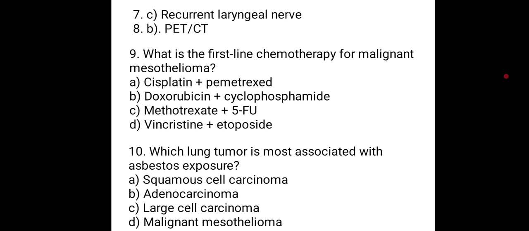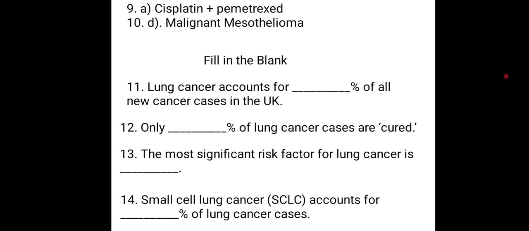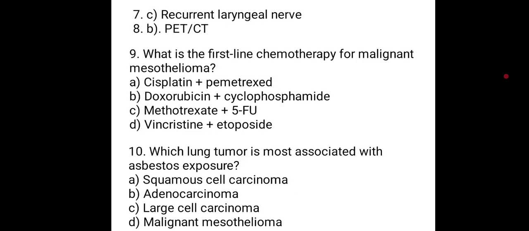10. Which lung cancer is most associated with asbestos exposure? A. Small squamous cell carcinoma. B. Adenocarcinoma. C. Large cell carcinoma. D. Malignant mesothelioma. The answer to 9 is cisplatin plus pemetrexed, and 10 is malignant mesothelioma. The first line chemotherapy for malignant mesothelioma is cisplatin plus pemetrexed, and the lung tumor most associated with asbestosis is malignant mesothelioma.